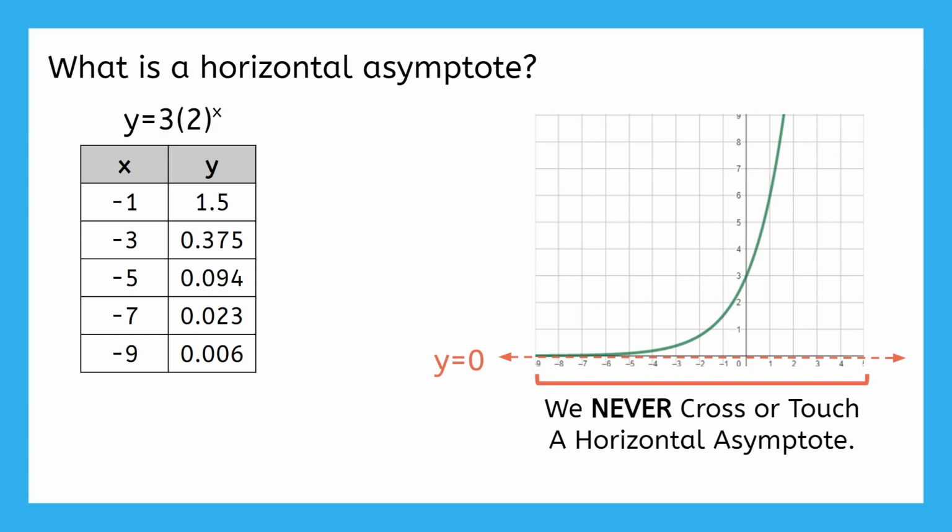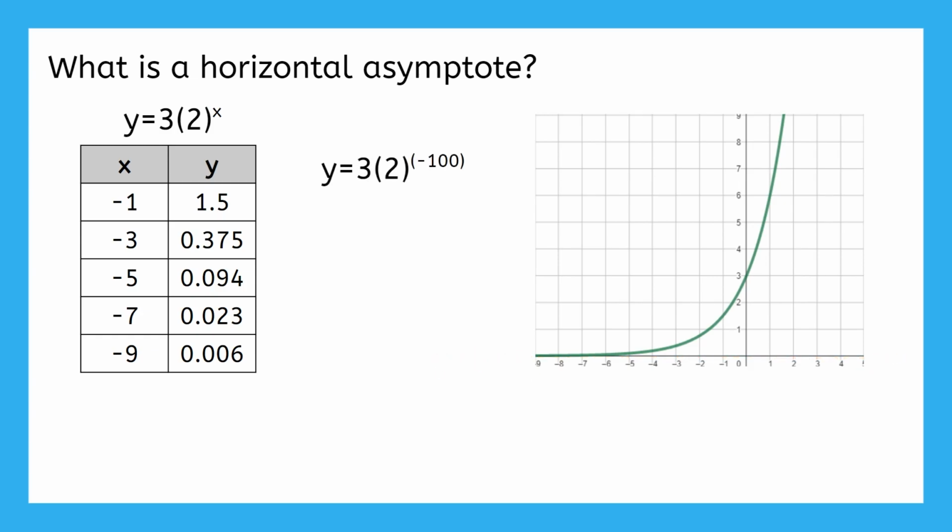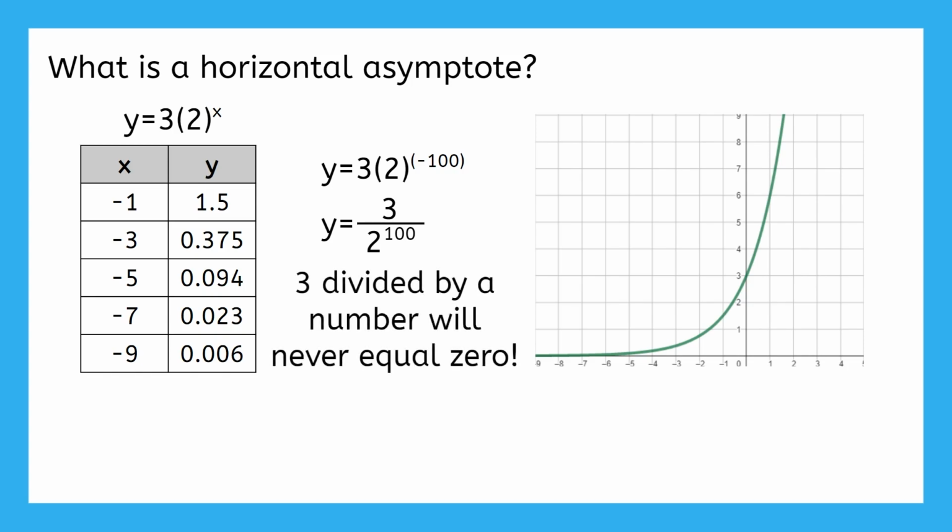Think about it. Even if we put in a really big negative number for x, like negative 100, that'd be 3 times 2 to the negative 100th power, or 3 divided by 2 to the 100th power. Will 3 divided by anything ever be 0? No, it's impossible. And this will be true for all exponential functions of the form y equals a times b to the x power. It is impossible to reach a y value of 0.